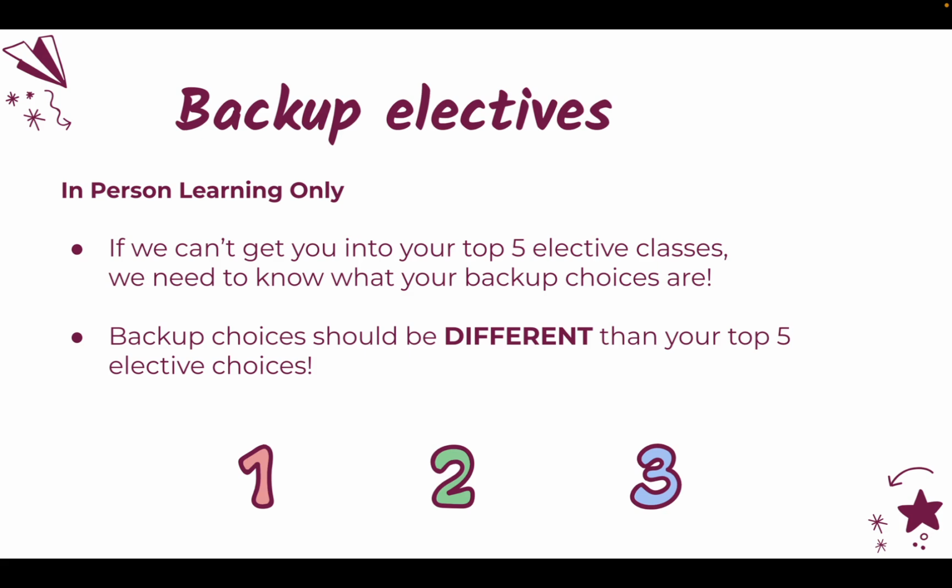In addition to picking your 5 elective choices, we are going to also ask that you pick 3 backup electives. So this means that if you are choosing a class, we want to know what are 3 other classes you would be okay with taking in case those top 5 classes did not work out in your schedule. For example, if one of your top classes was Teen Chef, you wouldn't want to put that as a backup elective because if it didn't work the first time, it's not going to work the second time.